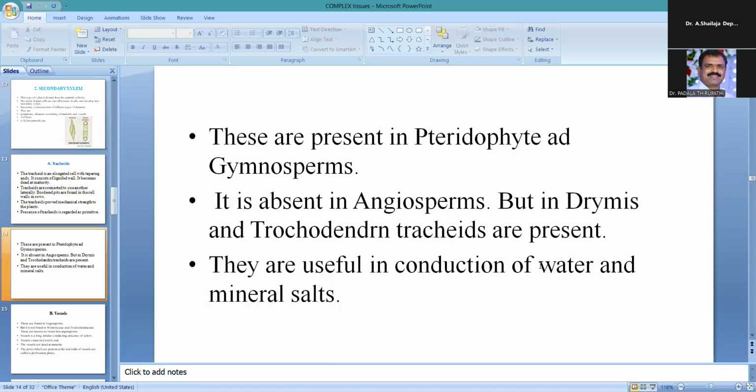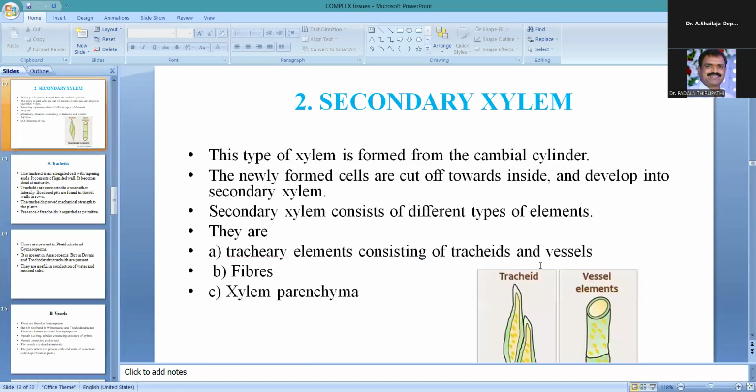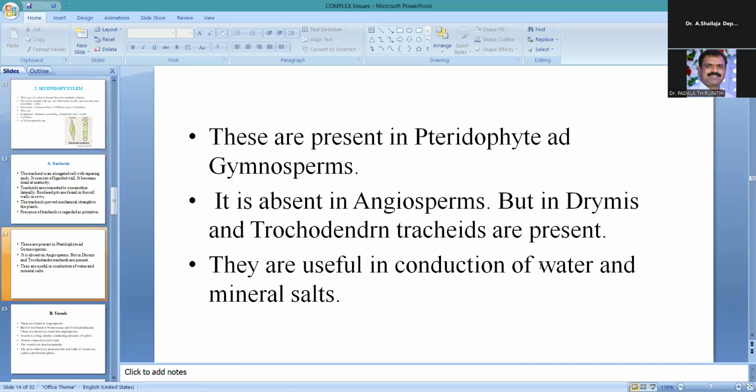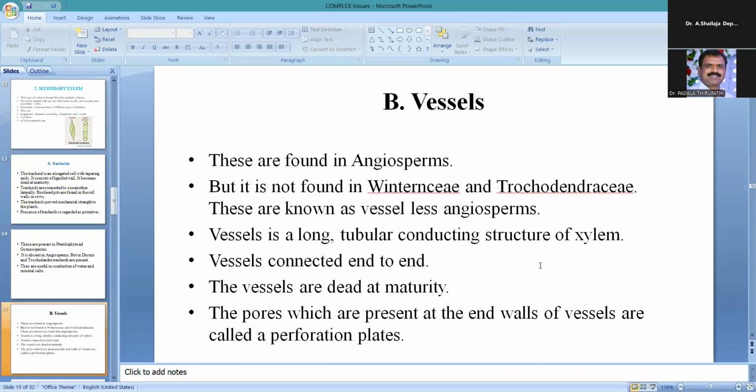So this is a vessel element. Please observe what is the difference between tracheid and vessel. These are found in angiosperms, but not in Winteraceae and Trochodendraceae. These are known as vessel-less angiosperms. So in Winteraceae and Trochodendraceae, vessels are not found.